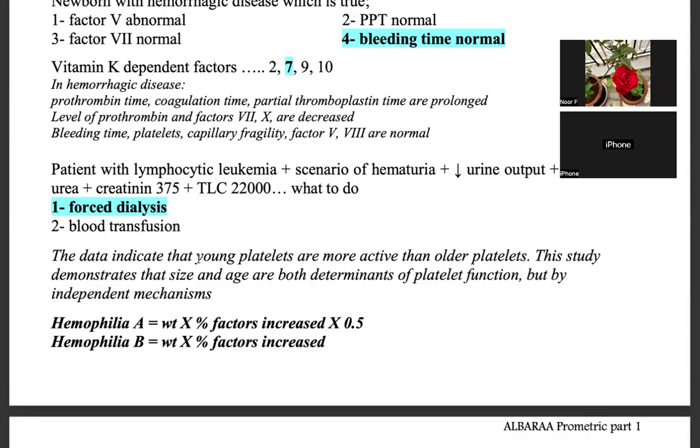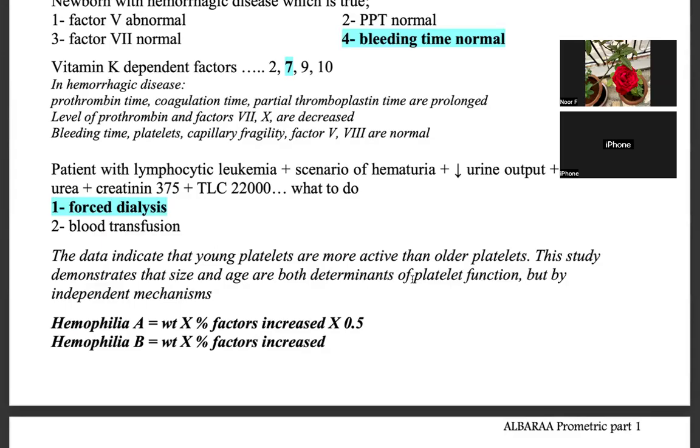The data indicate that young platelets are more active than older platelets. This study demonstrates that size and age are both determinants of platelet function, but by independent mechanisms. So young platelets are more active than the older platelets.